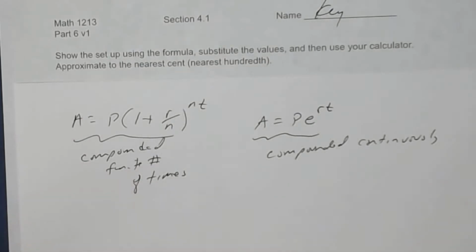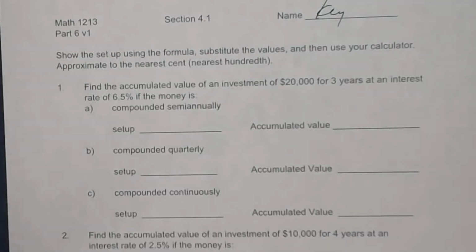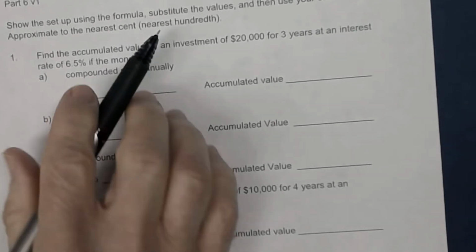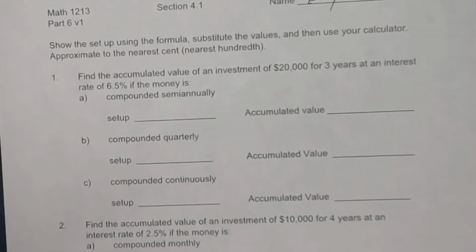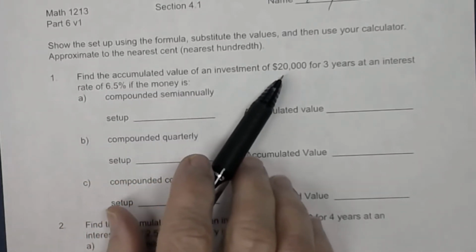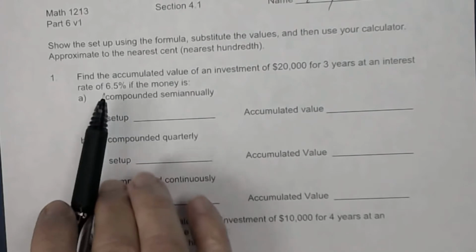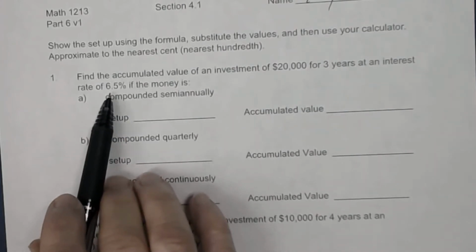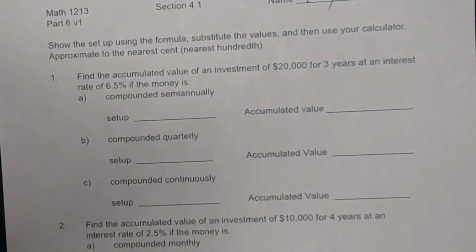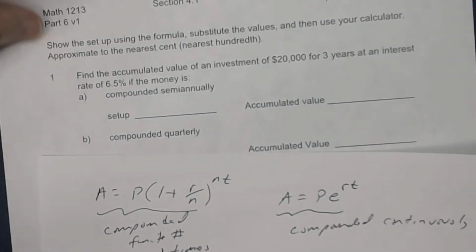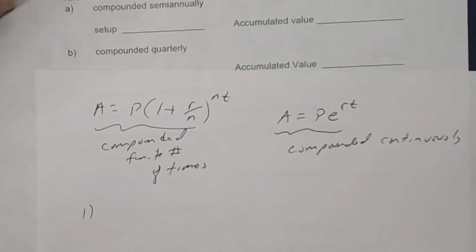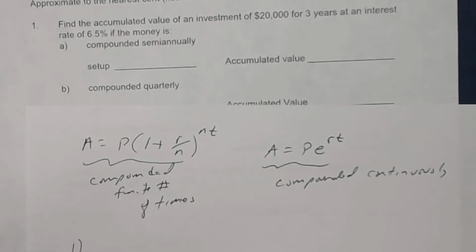All right, so in number 1, don't forget to approximate to the nearest cent. So the nearest cent, remember, means the nearest hundredth. Number 1 says find the accumulated value of an investment of $20,000 for 3 years at an interest rate of 6.5% if the money is compounded semi-annually. Keep in mind that semi-annually means twice a year, so every 6 months, so to speak.